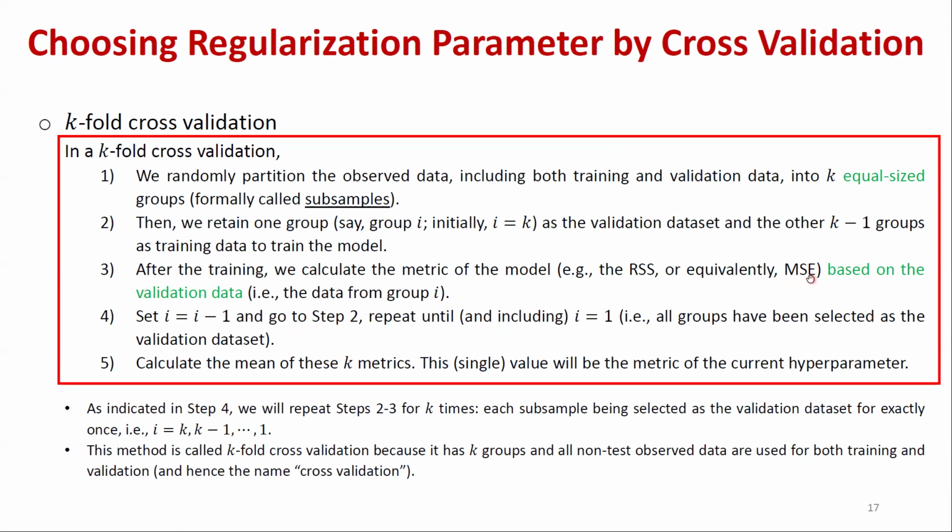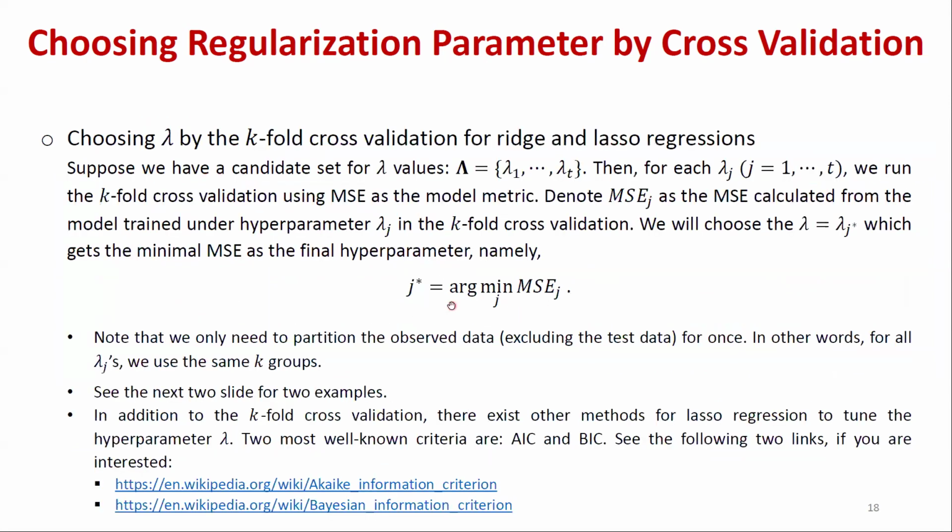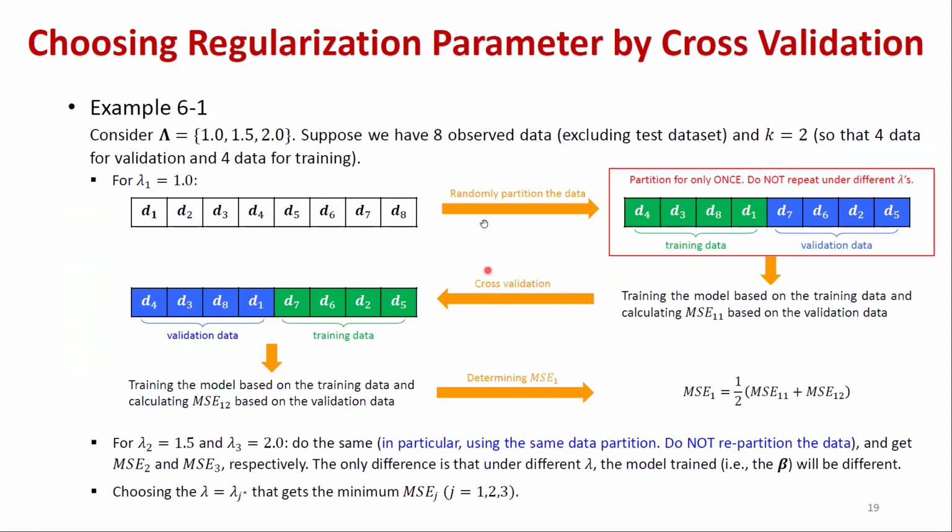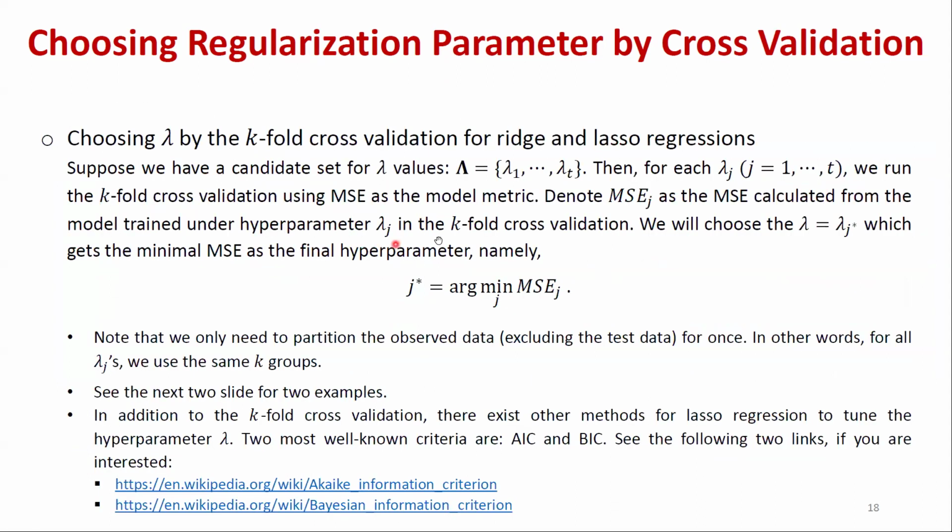Train it, calculate the MSE, then the third group to be validation, until the last kth group to be validation. And finally, we compare all those metrics and choose the lambda which gives the smallest error, let's say MSE. And then we choose that lambda to be the lambda of the whole model. I know you may get a bit confused here. No worry. Let me finish this, and I will show you a graphic example.